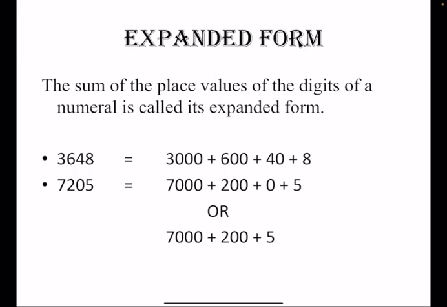The next number is 7205. So expanded form of this will be 7000 plus 200 plus 0 plus 5. Or you can skip 0. Okay, so you can also write 7000 plus 200 plus 5.